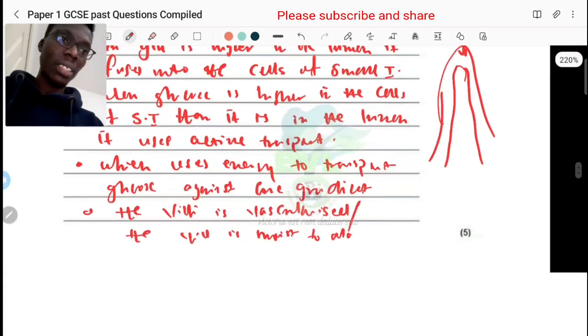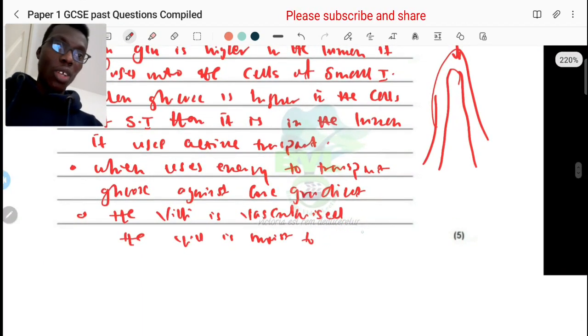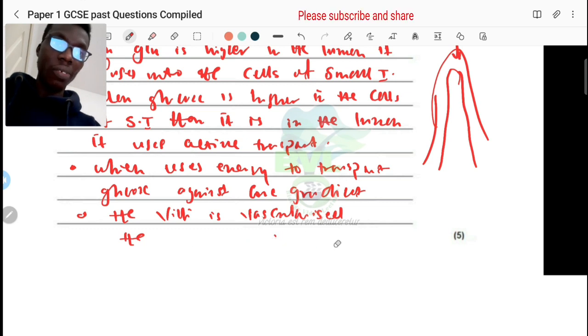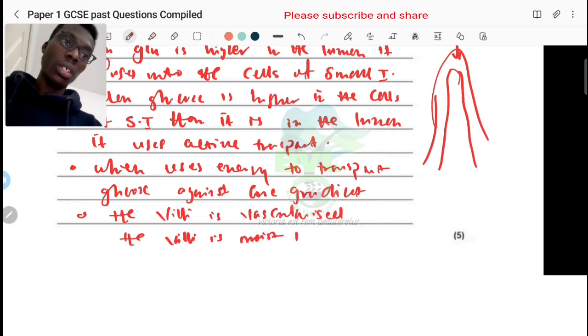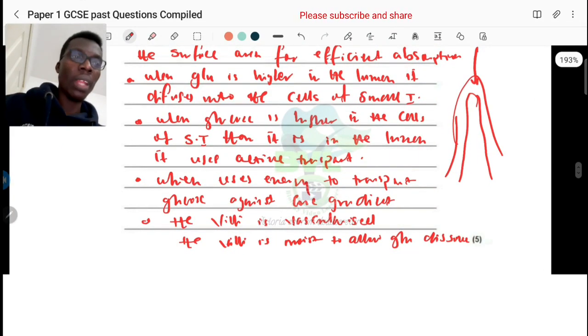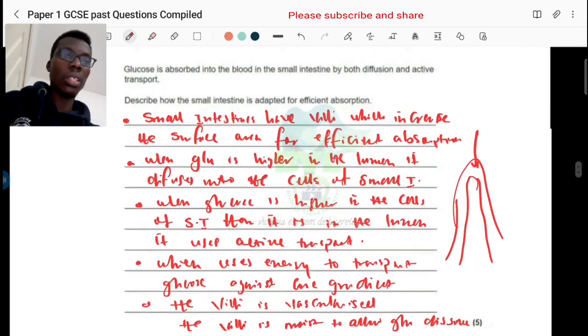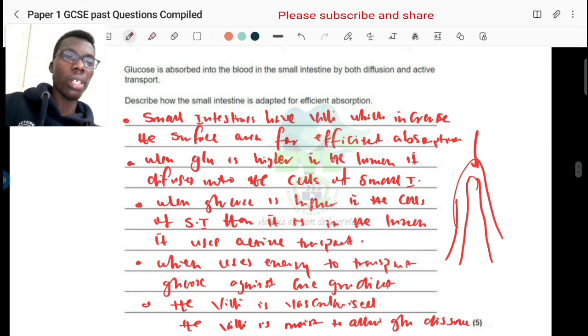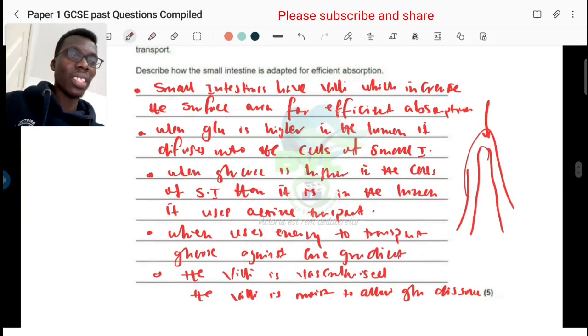The villi is moist to allow glucose to dissolve and all of that. I'm trying to remember if there's one more point I can add to this. Yeah, I think that's it.